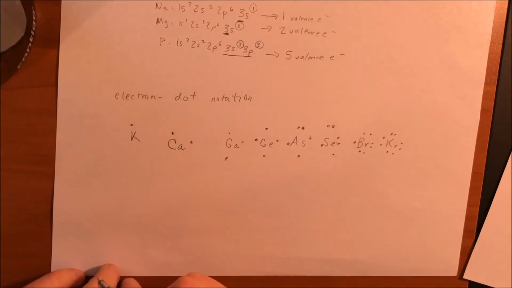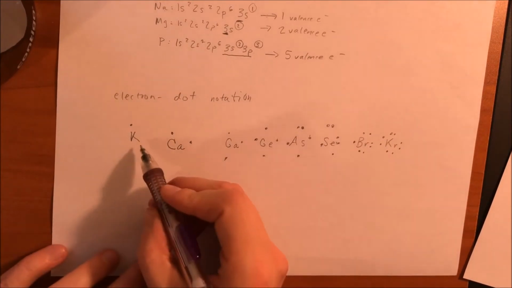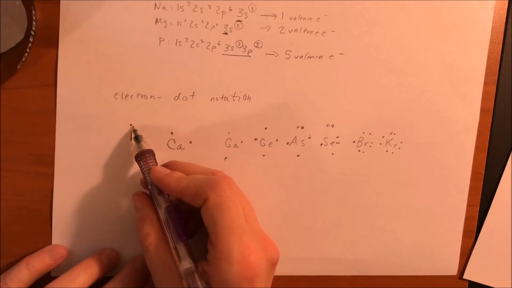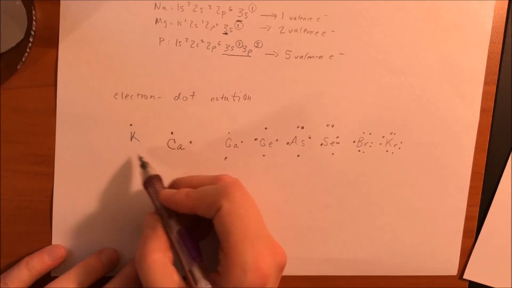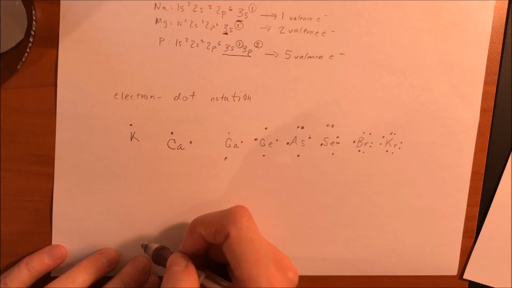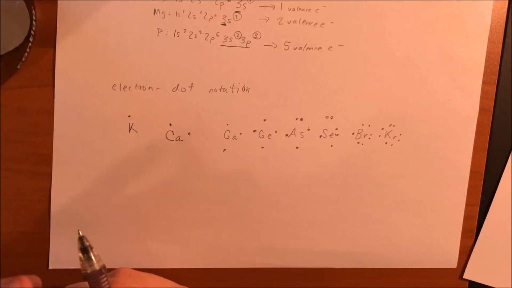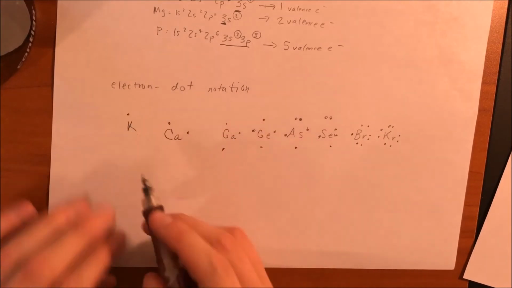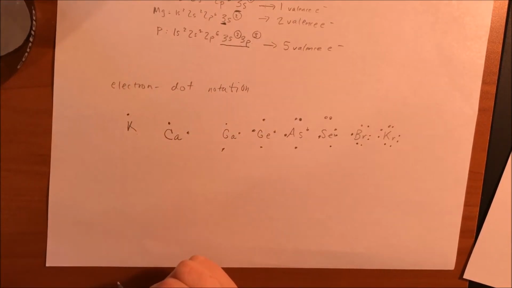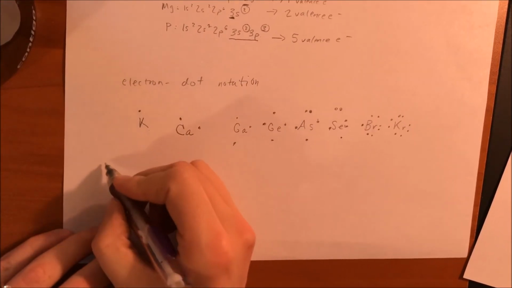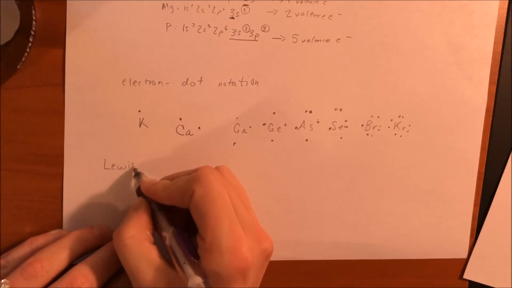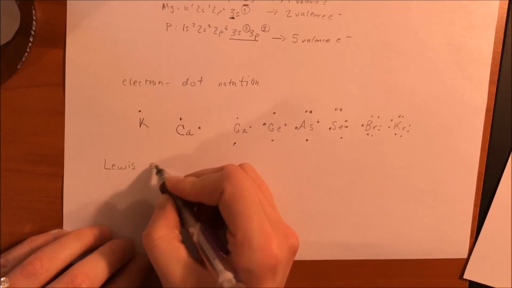So this is electron dot notation. Again, that's simply the symbol of the element, and then you place dots around it to indicate the number of valence electrons. Okay? Now, however, we can also use a similar notation to represent molecules, which is where we have more than one atom bonded together. And that's going to be known as Lewis structures.